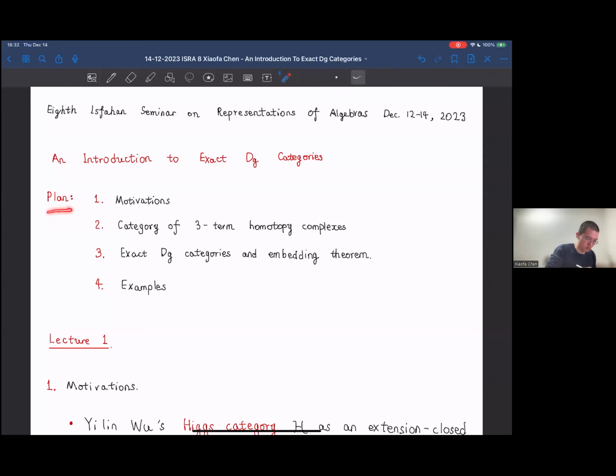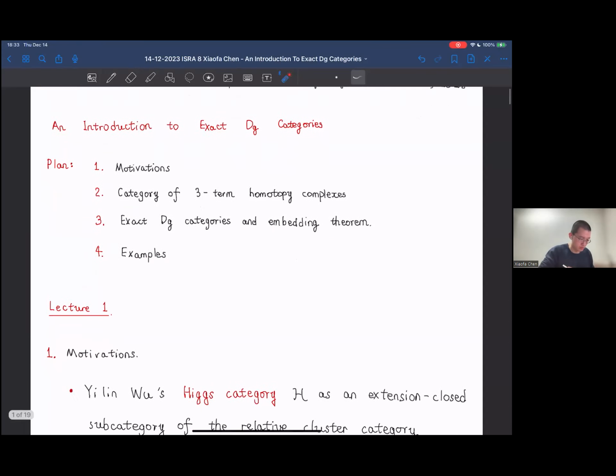So my plan is as follows. In the first lecture, I'll state the motivations for introducing exact dg categories. And then I'll define the category of three-term homotopy complexes, which is a key ingredient in defining exact dg categories. And in the second lecture, I will define the notion of exact dg category, and then show the embedding theorem. And I will end with several examples and illustrate our theory of exact dg categories.